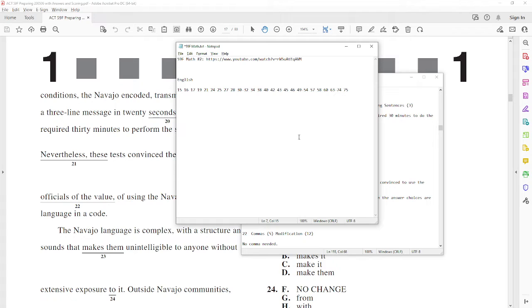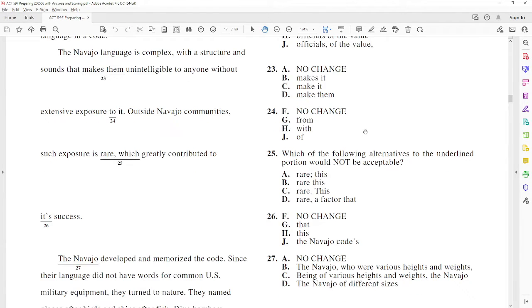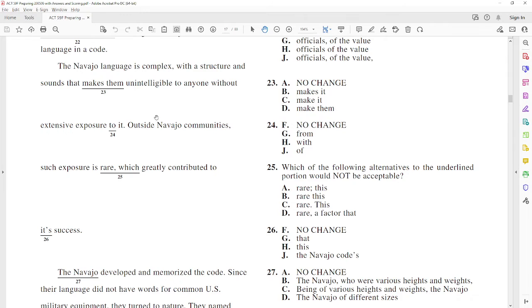Okay, next, 24 and 25, okay? 24, it says, the Navajo language is complex with a structure and sounds that makes them unintelligible. Well, I know we're not doing 23, but we're talking about the language, so it would be its. And then its structure and sounds, which is plural, so it would have to be make. So it would have to be make it unintelligible to anyone without extensive exposure to it. Is there a question? No, there is not.